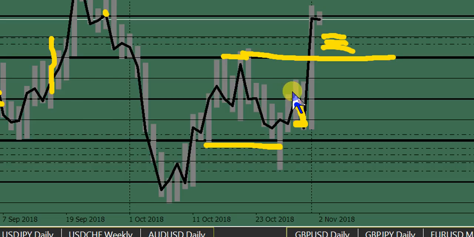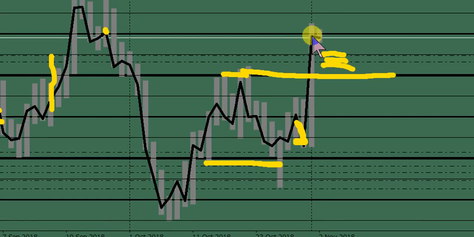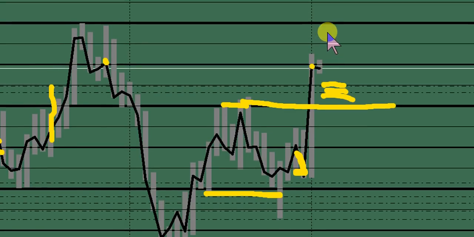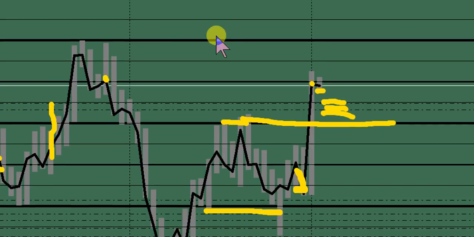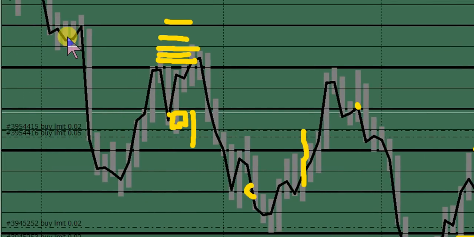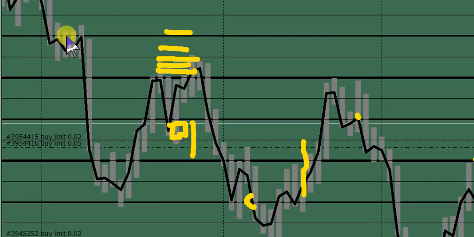I just hate chasing. I refuse to buy this right here, even though it's going up. I'd have to justify that by saying, well, I'll put a buy limit here. There's no way. I've just been burned too many times. I don't want to walk bowlegged the rest of my life.